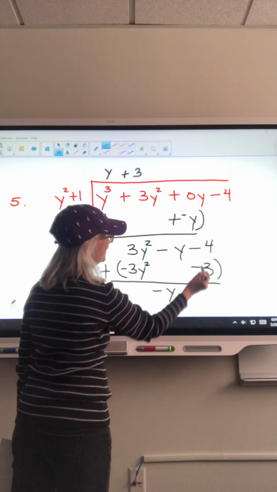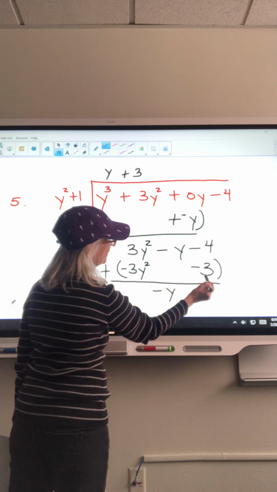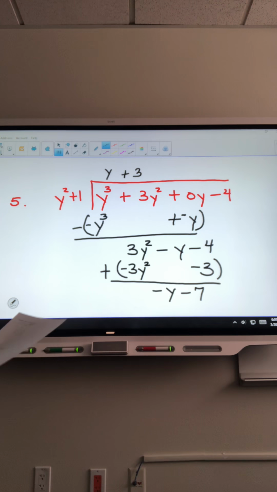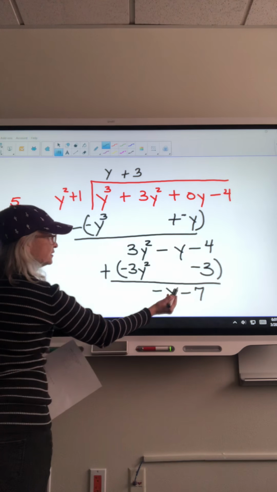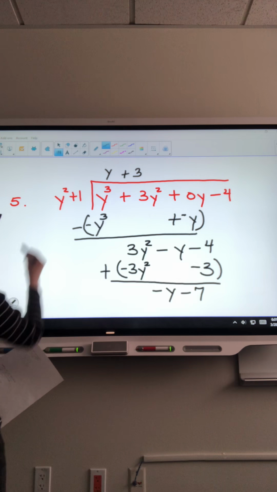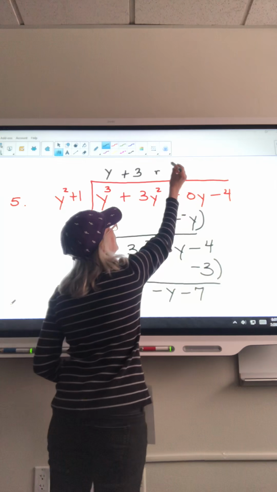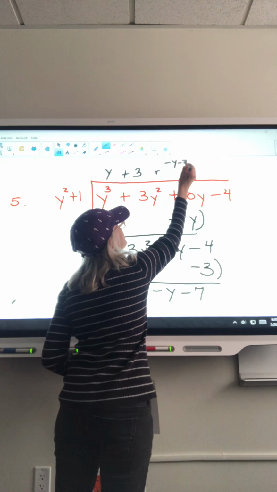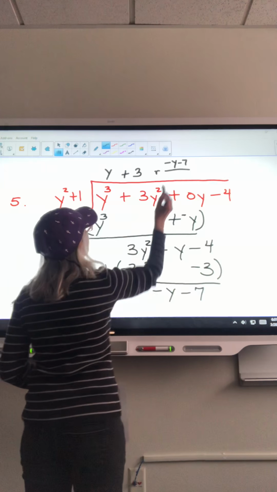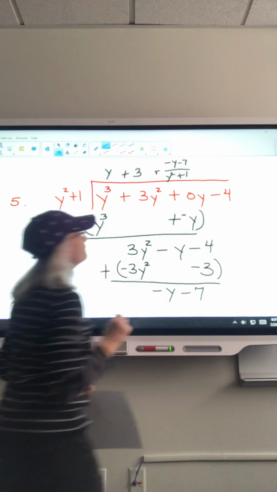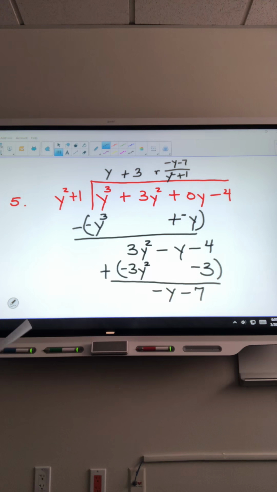Was that a negative? No. A negative 4. And a negative 3 is a negative 7. So right now we have a negative y and a negative 7. So the exponent here is smaller than the exponent here. So this means that this is our remainder. So it's going to be remainder, a negative y minus 7 over y squared plus 1. All right, last one.